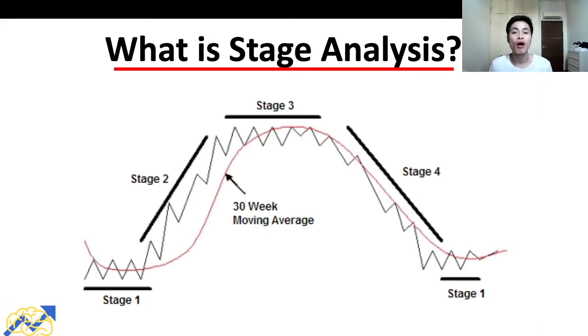This is a graphical look of what Stan Weinstein's stage analysis looks like. As mentioned, there are 4 stages in a market cycle. There is stage 1 where prices basically trade in a range, and then stage 2 where prices make most of its advance, and stage 3 where prices usually top out, and stage 4 where prices decline. We'll take a greater look at the 4 stages in Stan Weinstein's stage analysis.